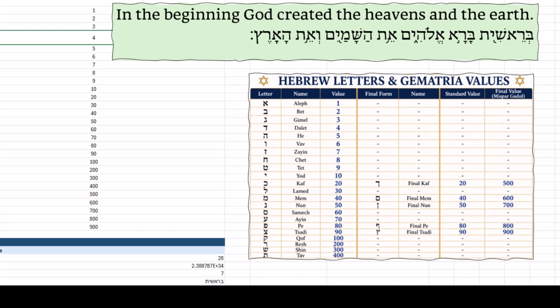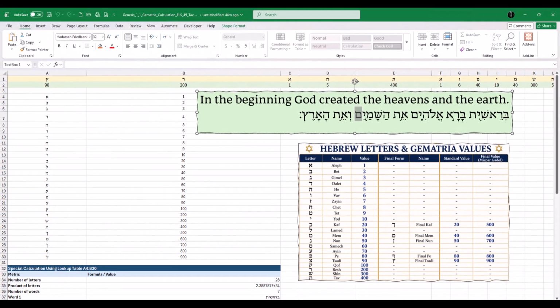The same is true for mem. So mem looks a little bit differently in the middle of a sentence. And here is a final form mem, for example. Here is a regular mem, and here's a final form mem. Well, if I have a regular mem here, it gets a value of 40. But if I have a final form mem, it gets a value of 600. So this is the difference between mispar gadol and mispar hechreki. And in our calculations here, what we're doing is we're using mispar hechreki.